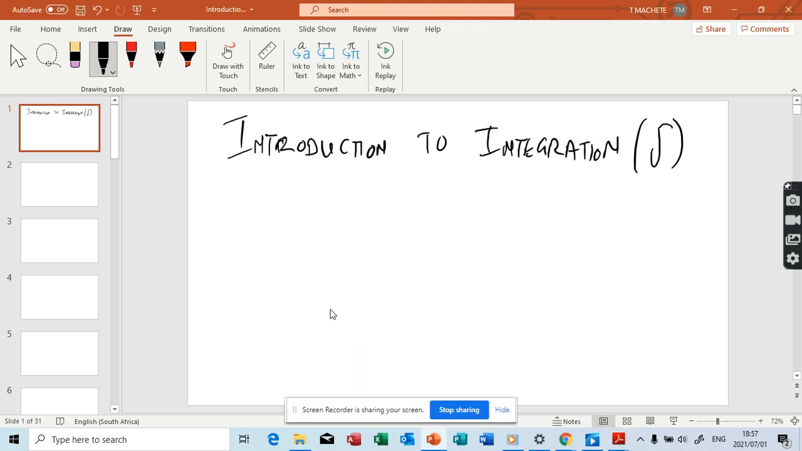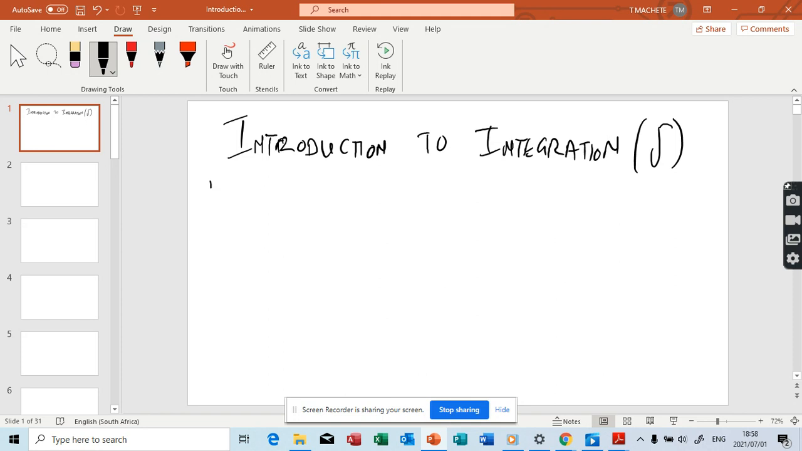I know this is the first session for integration, your first class for integration. For those who are doing Maths 2, at least they have knowledge of integration from Maths 1. So for you guys, we're gonna do the basics. I'll just show you one example, guys.